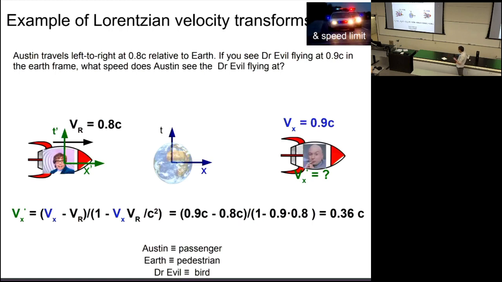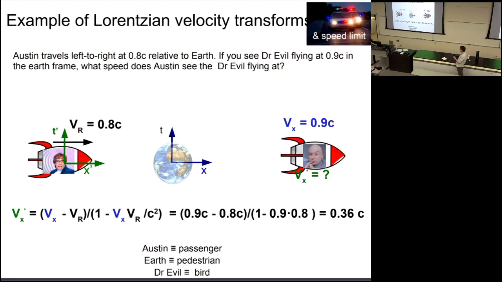Okay, so let's now plug in the numbers. Remember, Dr. Evil's going towards the right, 90% of the speed of light. Austin's going towards the right with 80% of the speed of light. We want to know how fast Austin sees, in Austin's frame, Dr. Evil moving. That's the question, Vx prime. We've got to plug in Dr. Evil's motion in the Earth's reference frame, so we've got to plug in Vx. We've got to plug in Austin's motion in the Earth reference frame. That's the VR.